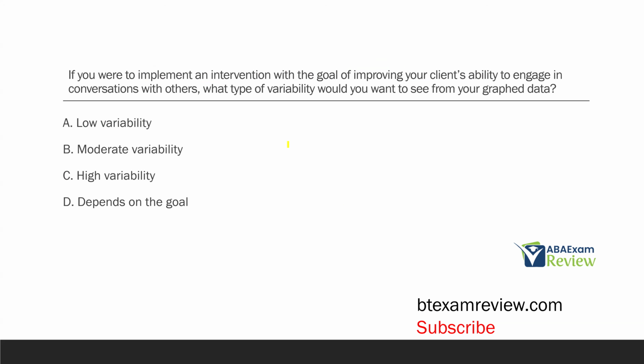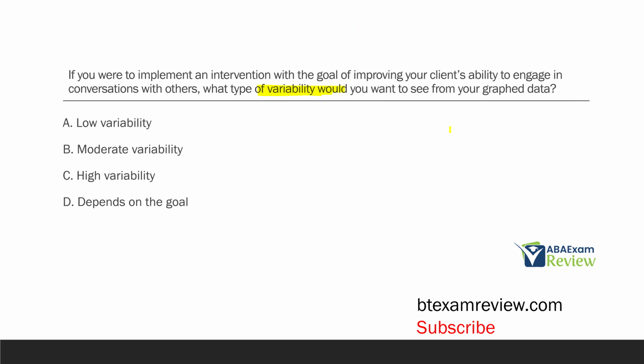If you were to implement an intervention with the goal of improving your client's ability to engage in conversations with others, what type of variability would you want to see from your graphed data? All right, graphing questions, pretty straightforward. You're typically dealing with line graphs, and you want to know a couple things, including trends and variabilities. Trends, when we talk about the trend of data, it's the way the data is moving. Is the trend increasing? Is it decreasing?